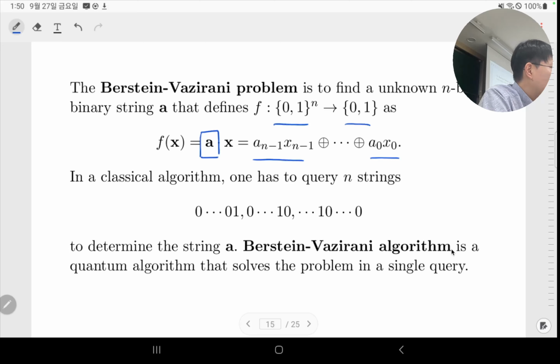In the classical algorithm, there is no other way than just to query these n strings. So first you take the string 00001 and put it into the input. Then what you get is A0, the first bit of your string A. And you do this for all the other bits. However, when you use the quantum algorithm called the Bernstein-Vazirani algorithm, you don't need n queries, you only need one. You can find out what A is by a single query.